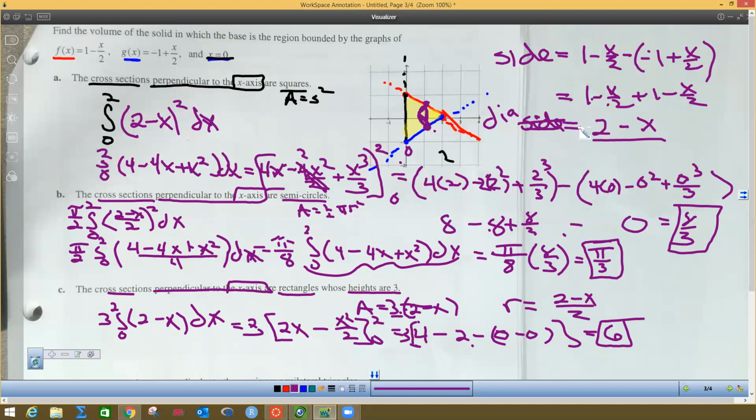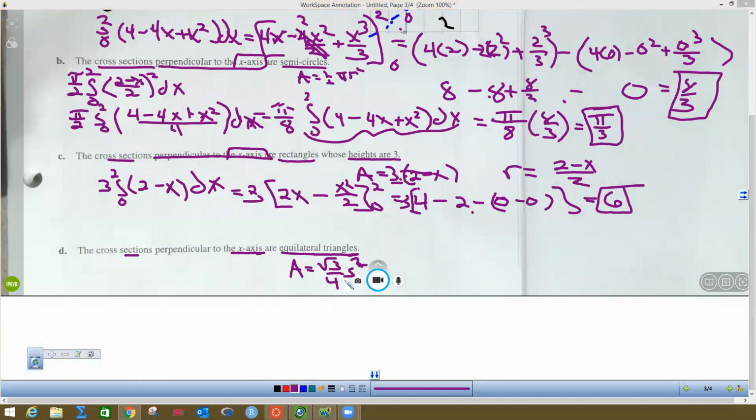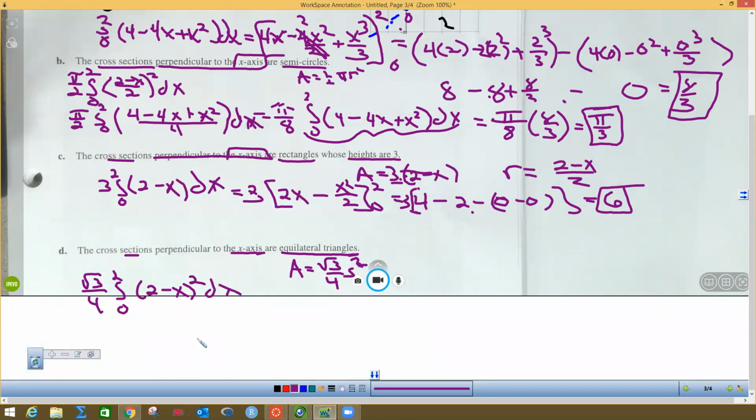So the side on this one is, again, 2 minus x. So this s is 2 minus x, and everything else is the same. Now this radical 3 over 4 is going to be my coefficient, so I'm going to move that in front of the integral from 0 to 2, and then it's going to be s squared. Now my s is still the s from up top, that 2 minus x, the top minus the bottom squared, dx.